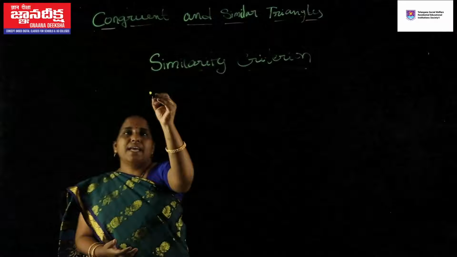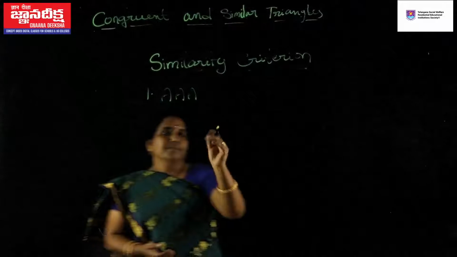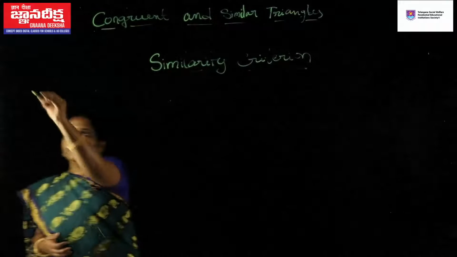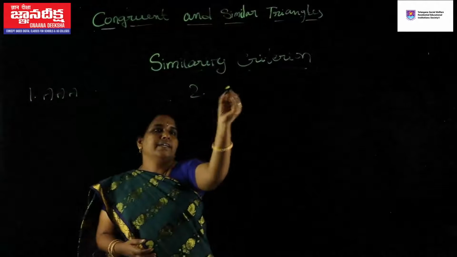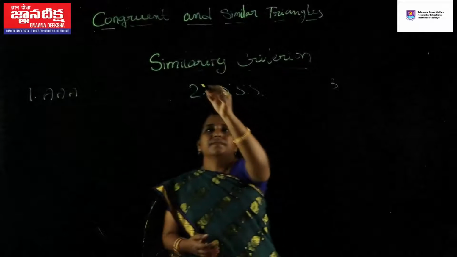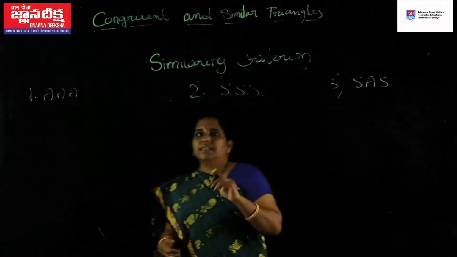We have 3 similarity criteria. First one, AAA similarity. Second one, SSS similarity. Third one, SAS similarity. Okay, these are the 3 criteria.